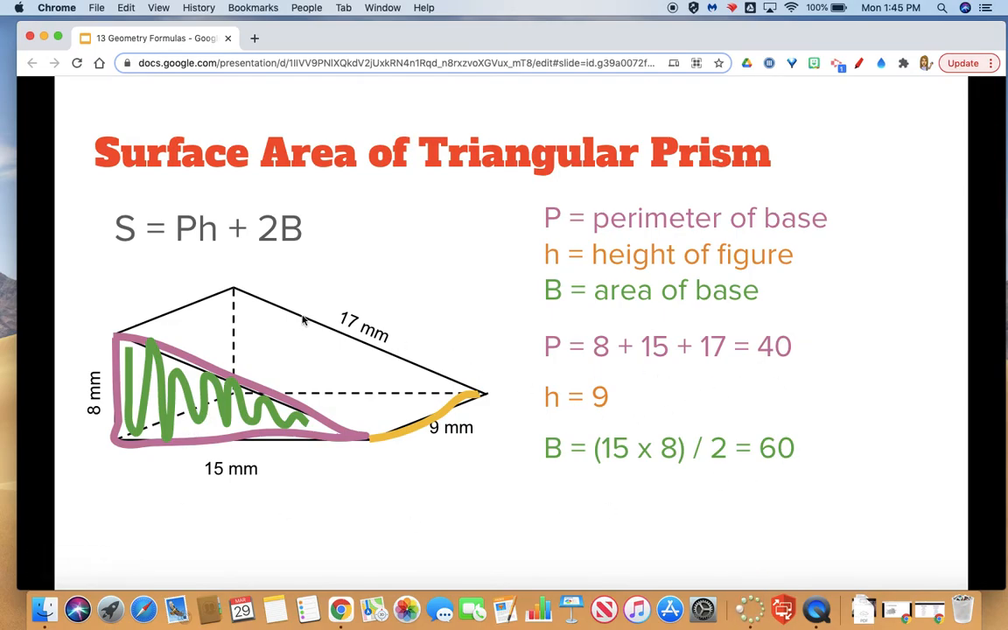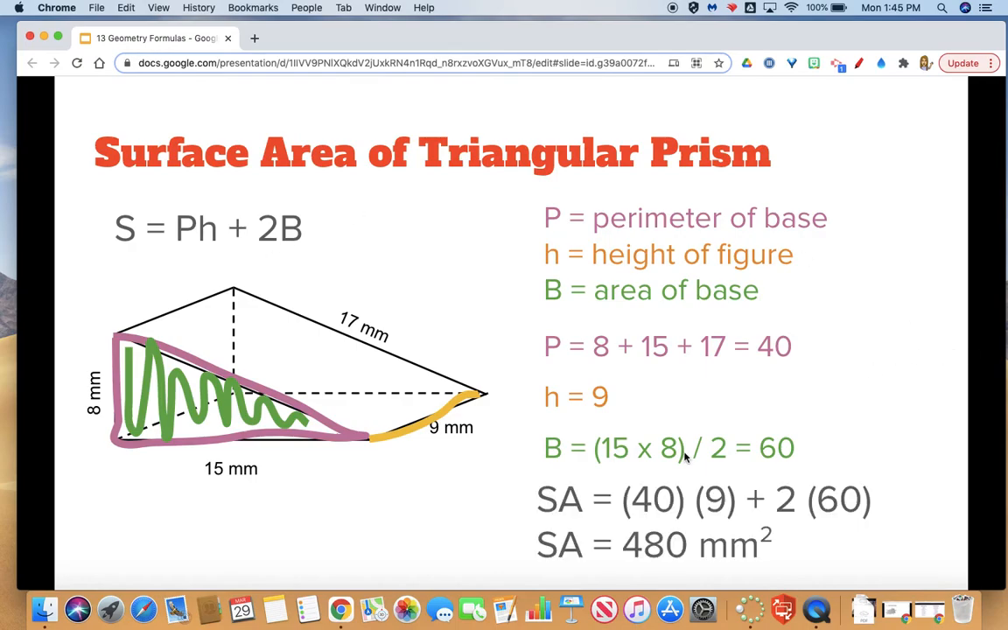We take those and plug them into our formula. 40 times 9, perimeter of the base times height of the figure, plus 2 times area of the base, which was 60. When I plug those into my calculator, I get 480 millimeters squared.